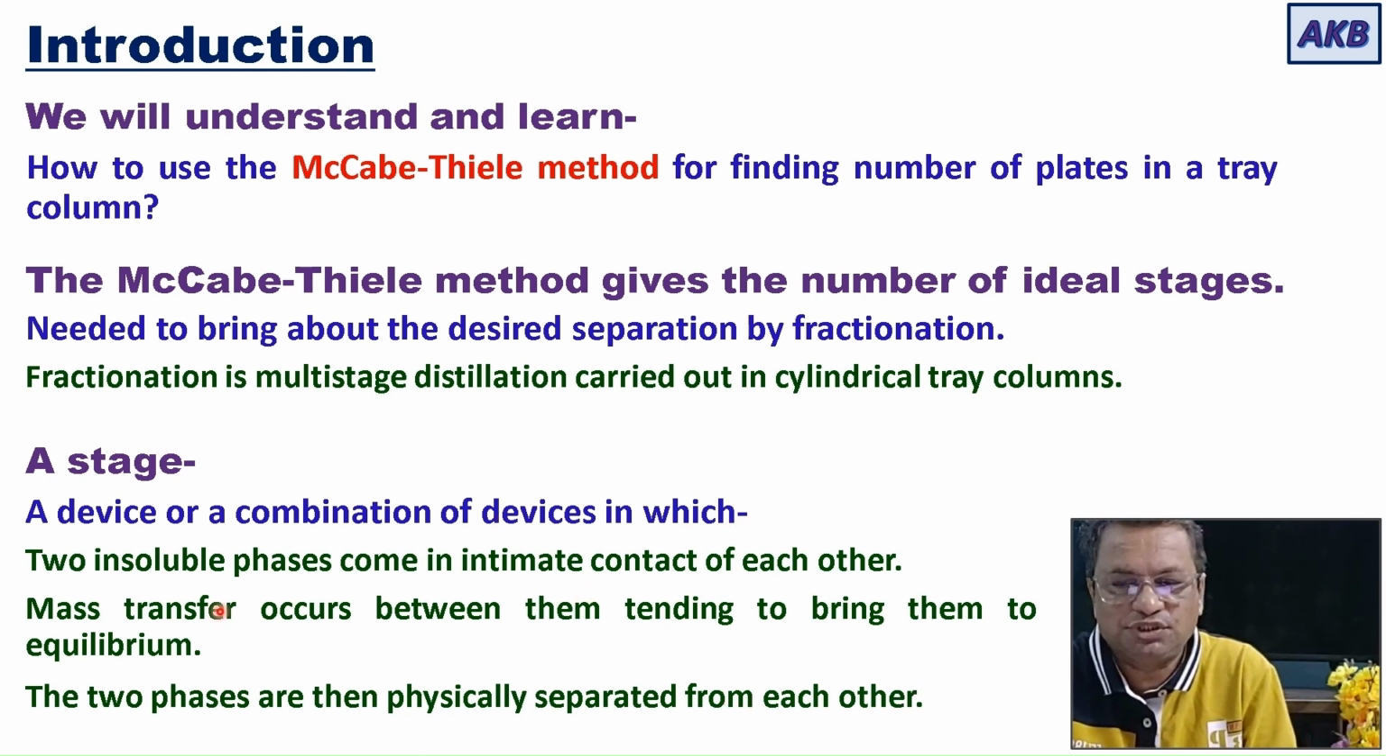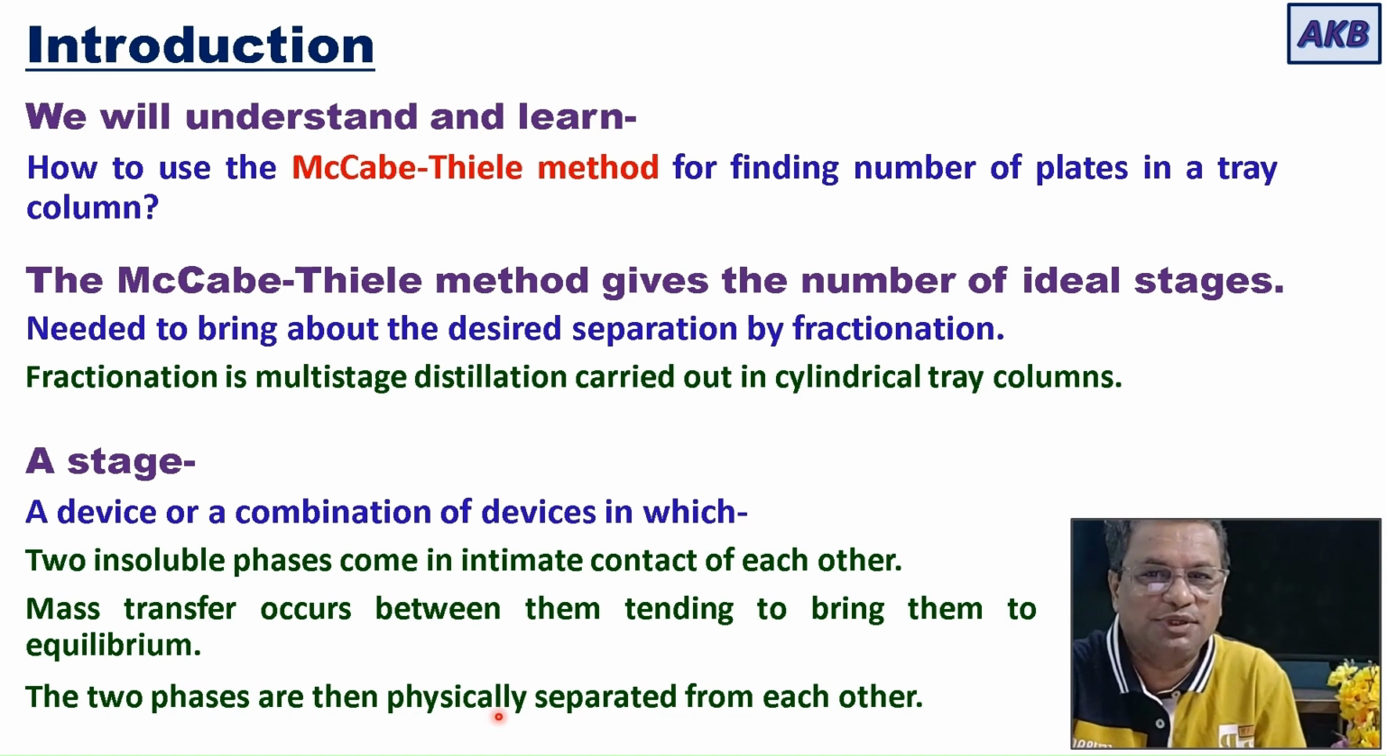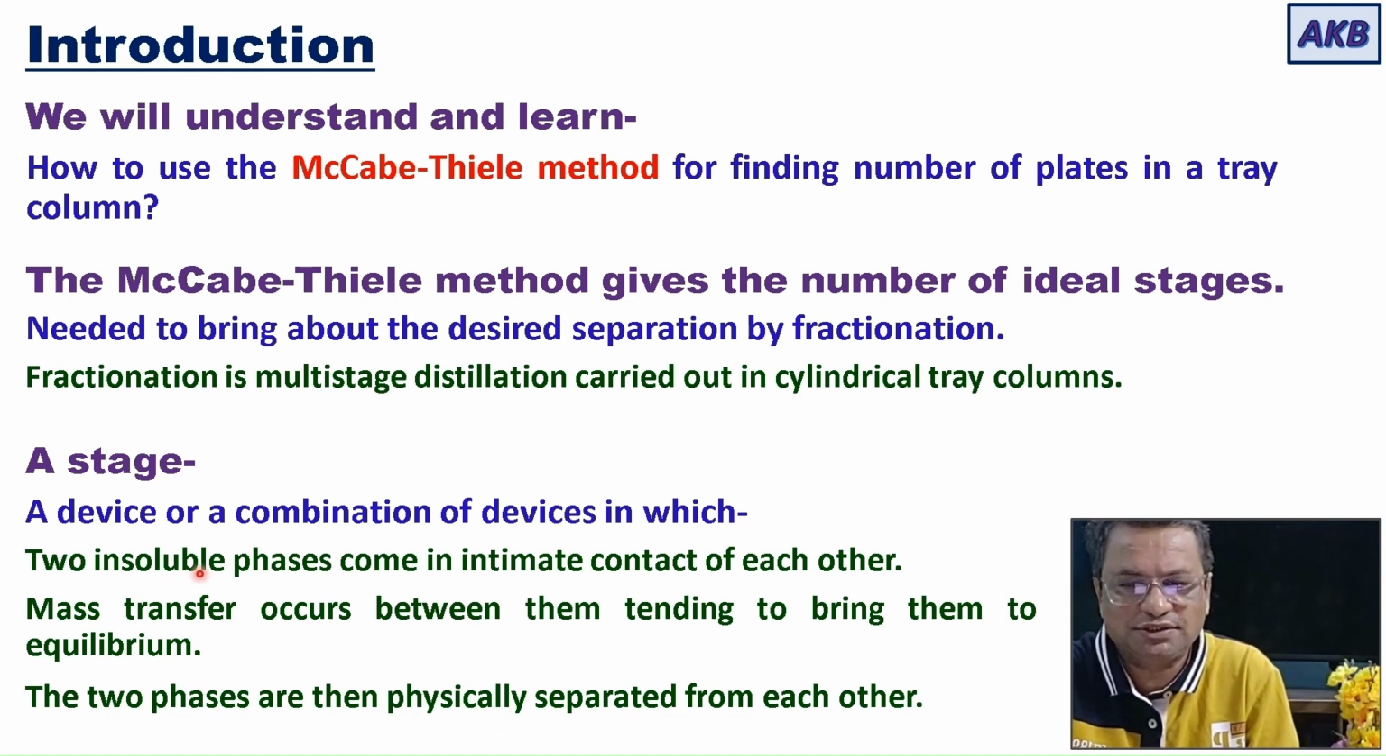So a device in which all these three things happen, that is, two insoluble phases come in intimate contact with each other, mass transfer occurs between them, tending to bring them to equilibrium, and finally the two phases are physically separated from each other. A device, or a combination of devices, in which all this happens is called a stage.